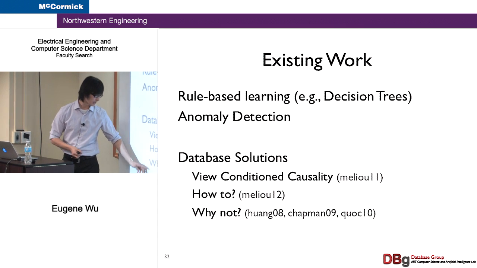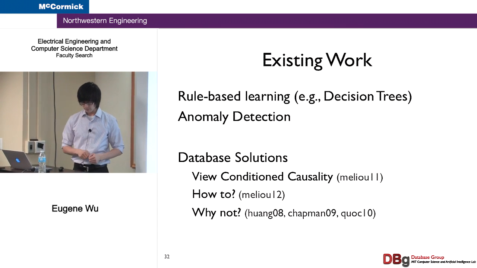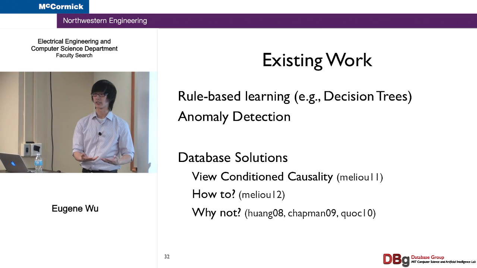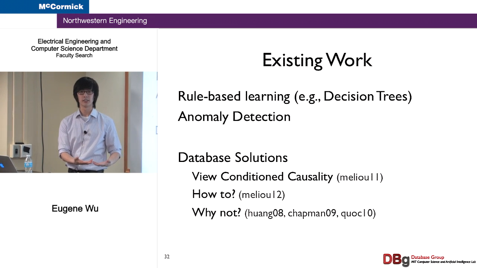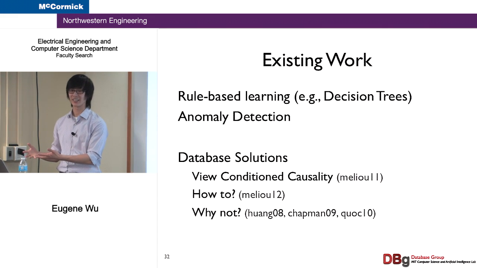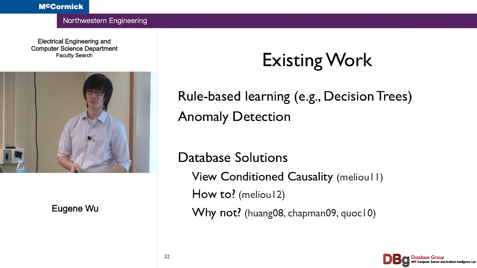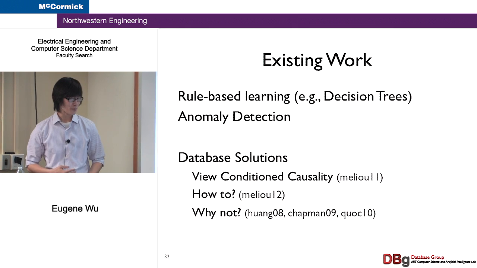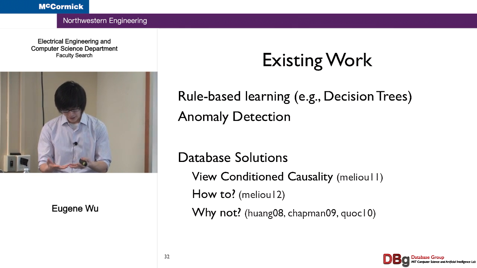And then the why not work is also pretty interesting. It says, I expected a record to exist in my result set, and it doesn't. So how can I munge either the query I ran or the data in some way to cause it to appear?